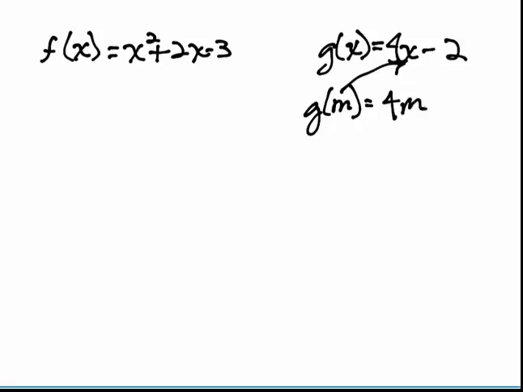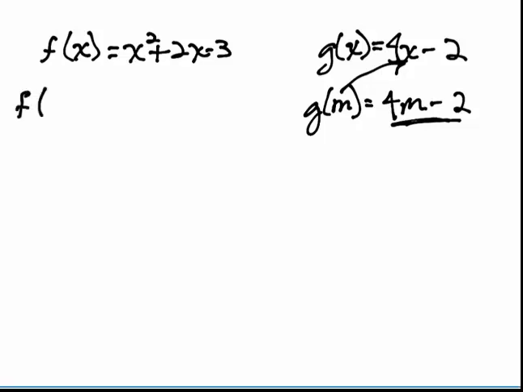So 4m minus 2. And we're left with an expression that we cannot solve. It's left that way because there's still a variable and we have no idea what that m is going to equate to.